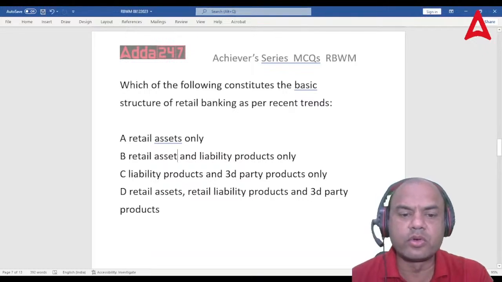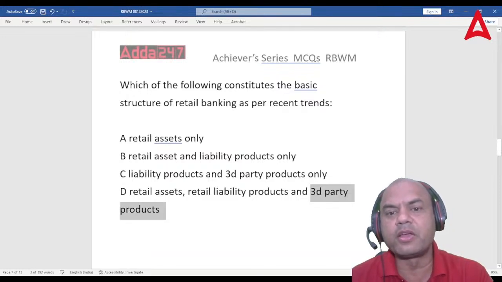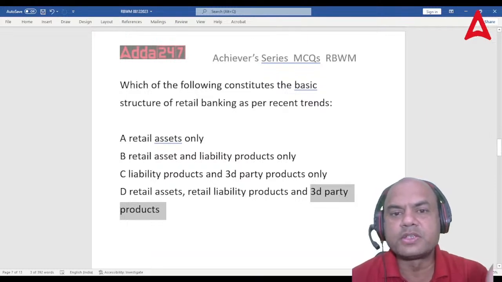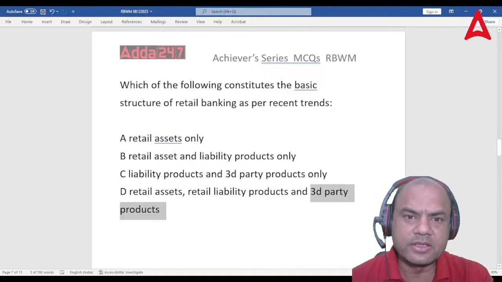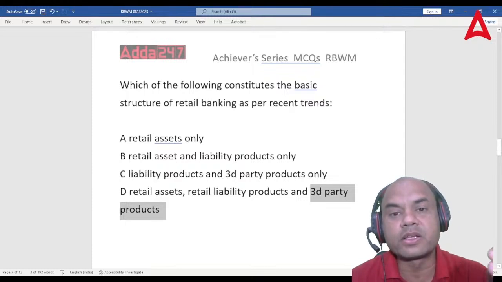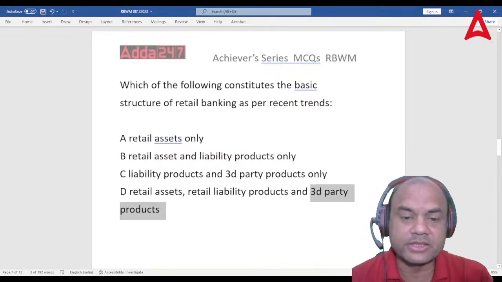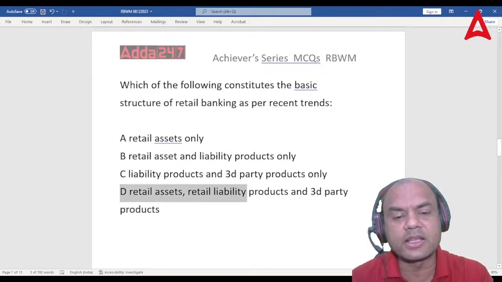Simple one, isn't it? Don't you sell insurance today? Your main job is insurance selling now. Many of the bankers tell me that we are less of the bankers and more of the insurance sellers. Everyone is selling insurance only today. I go to the bank for FD, I come out with insurance. I go to the bank for savings, I come out with insurance. I go to the bank for depositing the cash, I come out with insurance. That's the same. So it is all of these three: retail assets, retail liability, and third party.